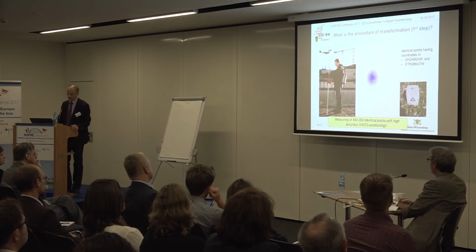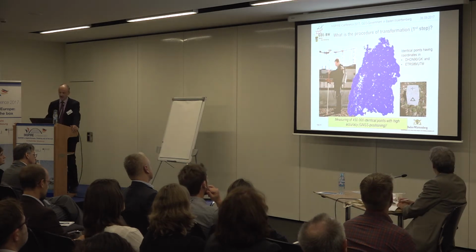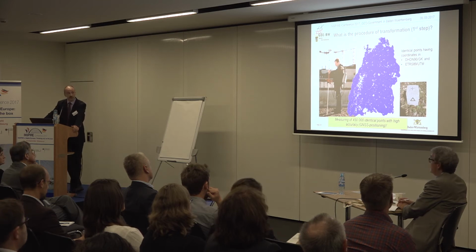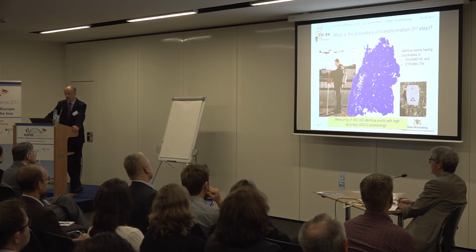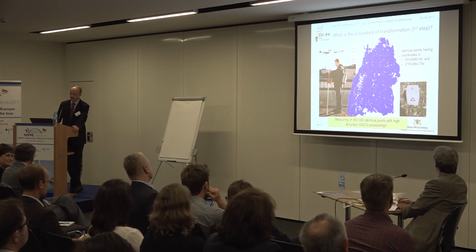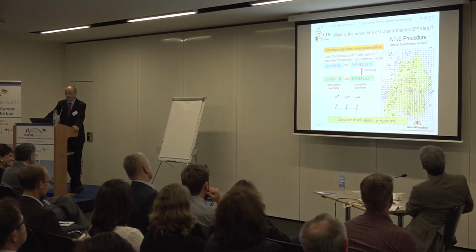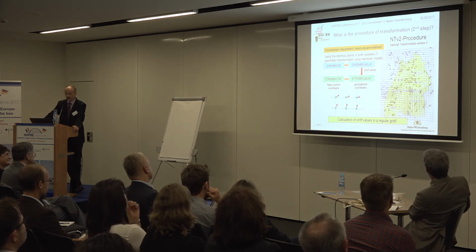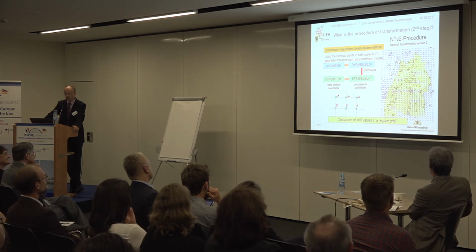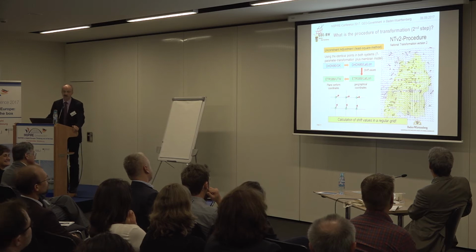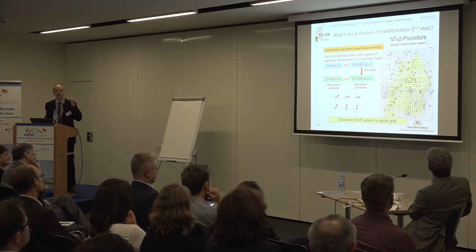How do we do that? The first step is that we have to measure identical points. In Baden-Württemberg, we measured more than 450,000 identical points, having coordinates in both systems, the Gauss-Krüger system and the transversal Mercator system. The second step is that we do an unconstrained adjustment with the least squares method, taking the NTV2 procedure. NTV2 stands for National Transformation Version 2.